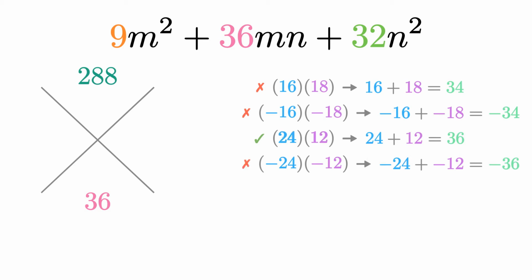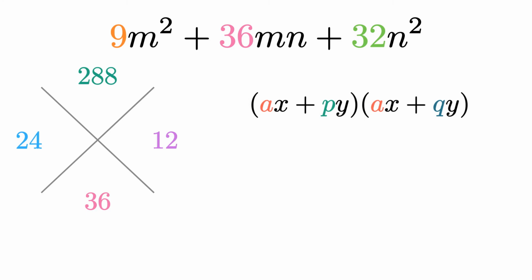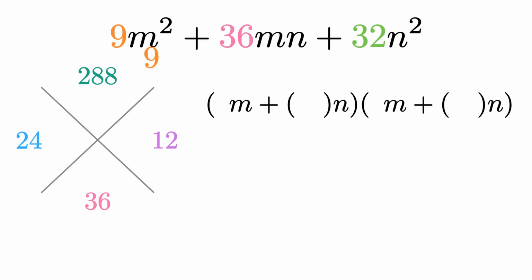So the pair that will work is 24 and 12, so we'll put those in the sides of our x. And now we'll factor. When we factor, it's going to be in the form of ax plus p times y times ax plus q times y, but this time we're dealing with m and n, so we're going to sub in m for the x's and n for the y. So the first thing is our leading coefficient a is 9, so we'll put 9 times m plus 24n times 9 times m again plus 12n.